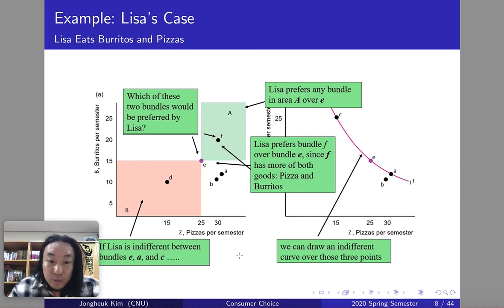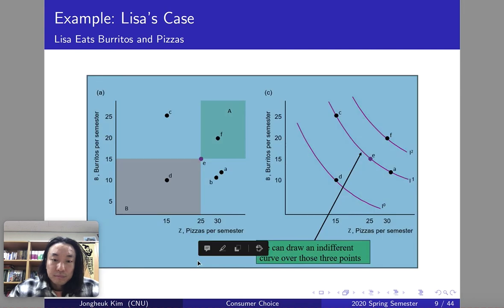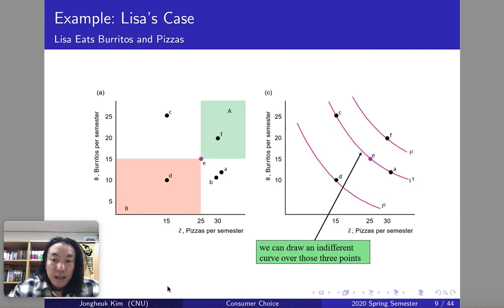Point A is strictly preferred to point B because you can eat more pizza and more burritos at point A than at B. But we cannot determine which one is more preferred between point A and E. So we are indifferent between point A and E. So they can be drawn on the same indifference curve. Interesting, right? So again, we can draw out the graph because we know point A, E, and C, we cannot determine our preference, so they are on the same indifference curve.